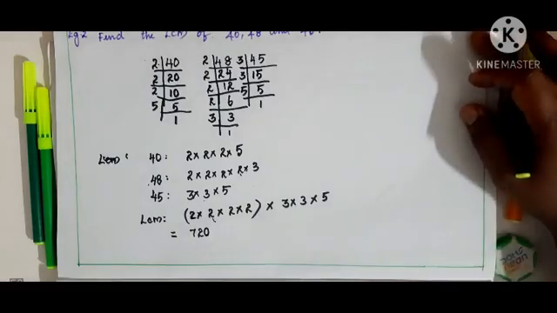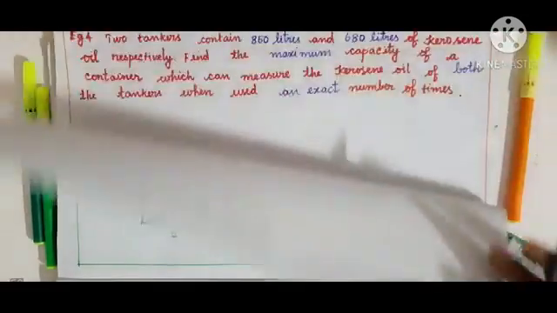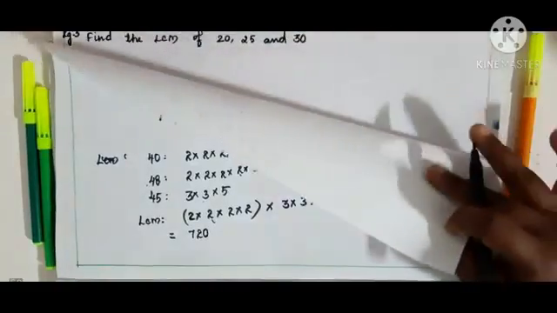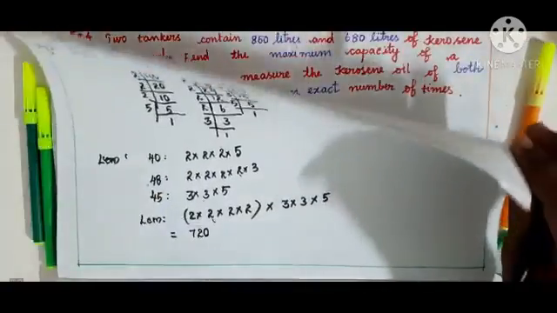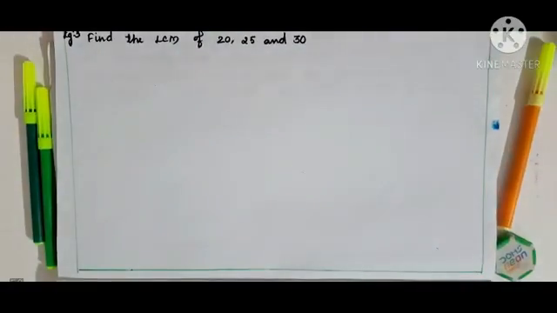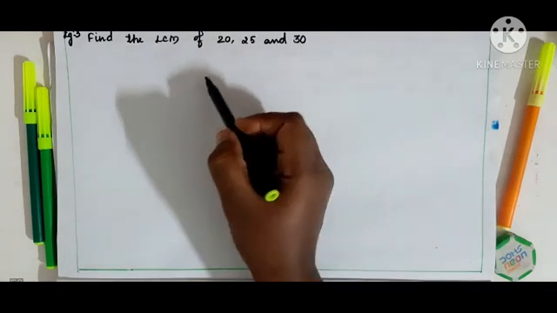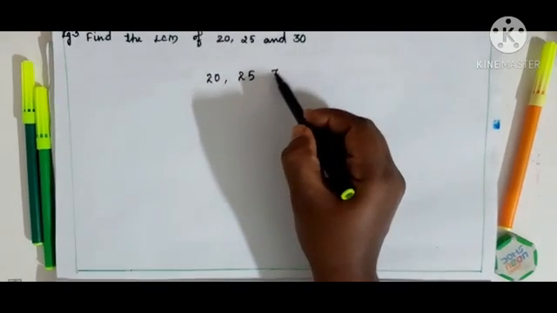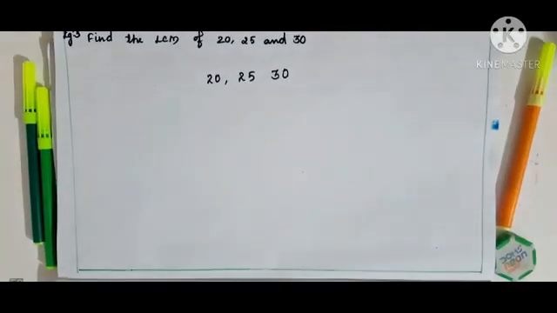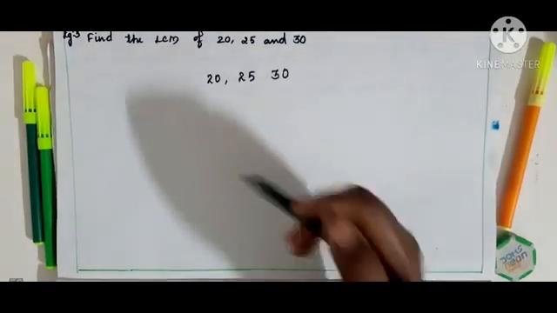Right. Next we are going to see the LCM of 20, 25 and 30 in a simpler way. So how can we do it? A little bit simple. So how to do it? First you take and write the LCM of 20, 25, 30. This is another way to do LCM. It's a simple way.